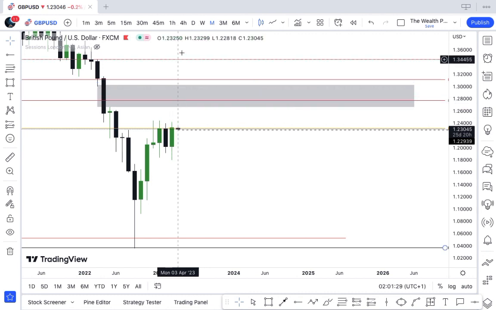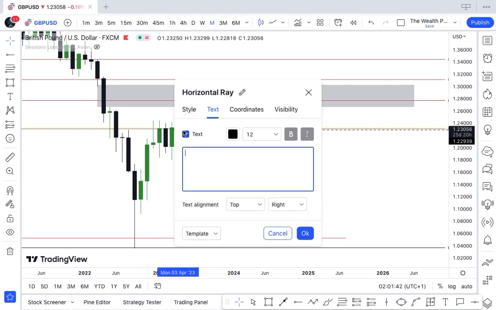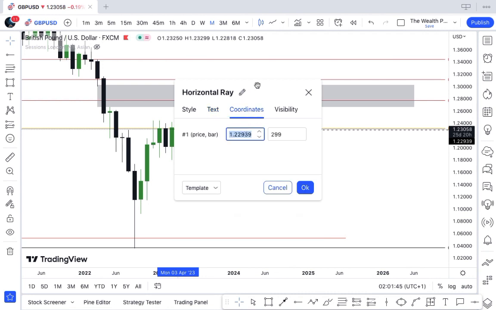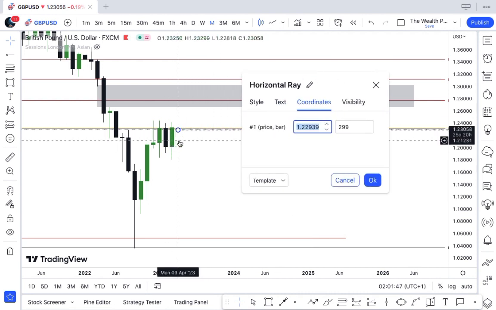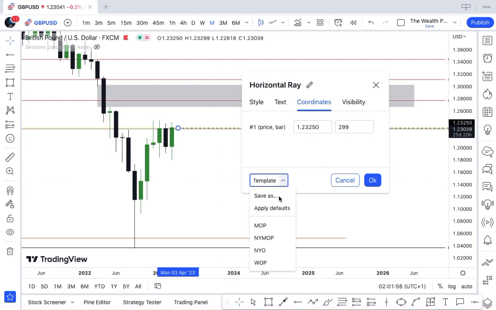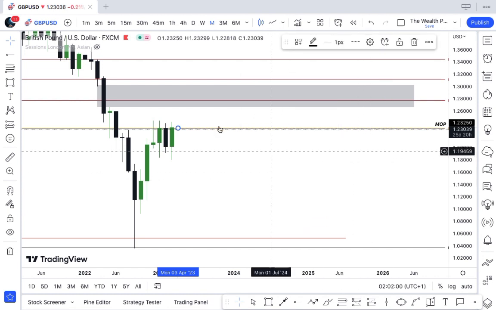So it opened at, let's look at this OHLC figures here. So it opened at what? 1.23250. So we're going to edit this to 1.23250. Then we're going to switch the templates to the monthly opening price, and then that's it.